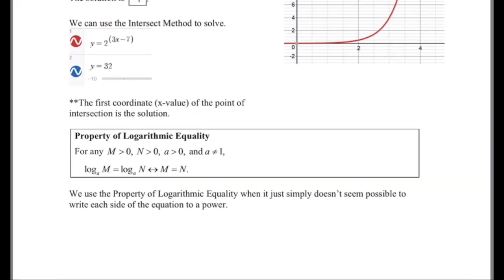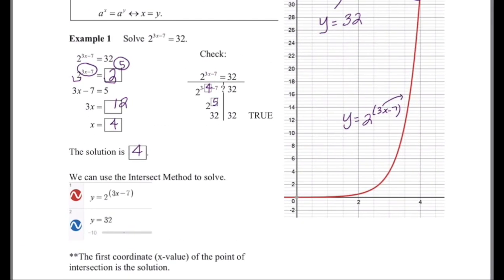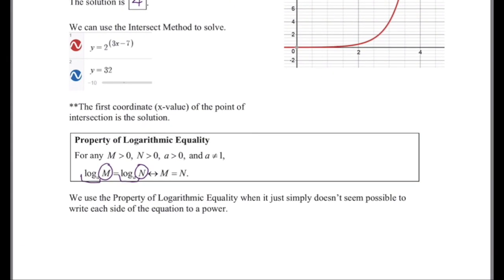Similarly, if we have logarithmic functions, as long as we have logs with the same base, our m and n will be equal to each other. And we can use our properties of logarithms that we learned in the last lesson when it simply isn't possible to write each side of the equation as a power. It's not always going to be convenient to write both sides to the same power, so we have to use our logarithmic properties in order to rewrite them.